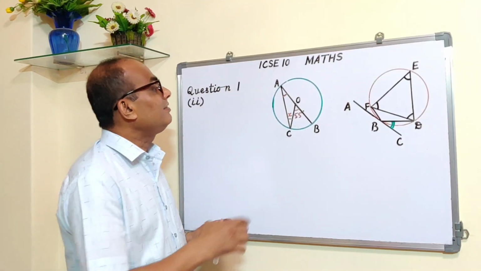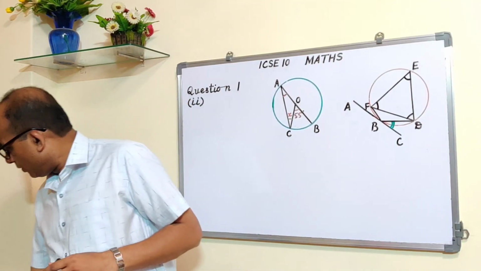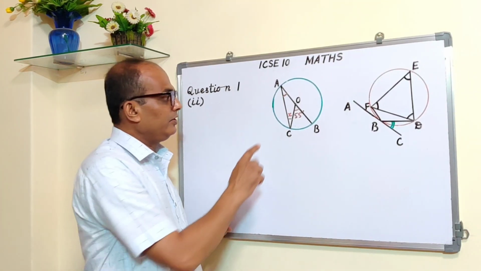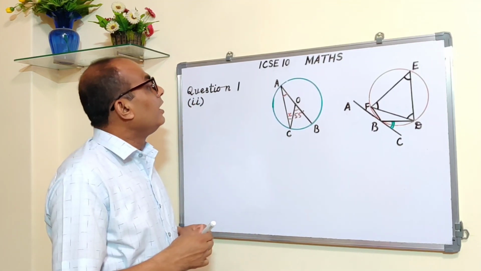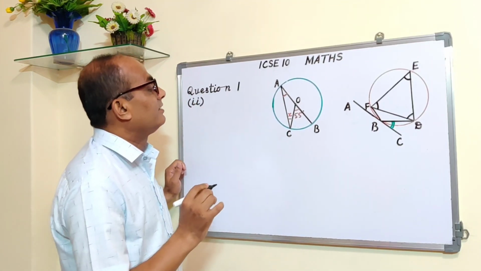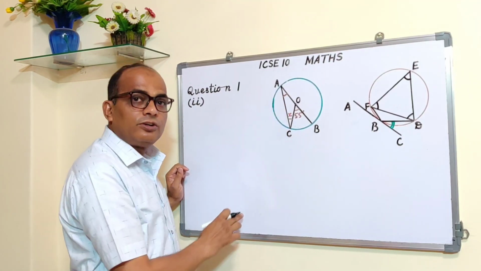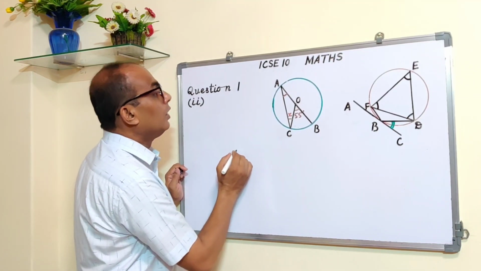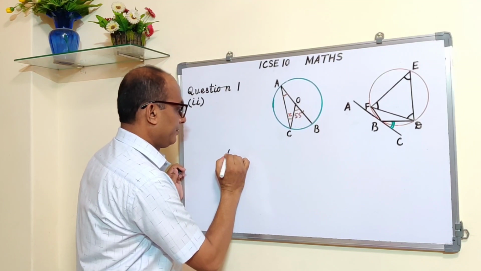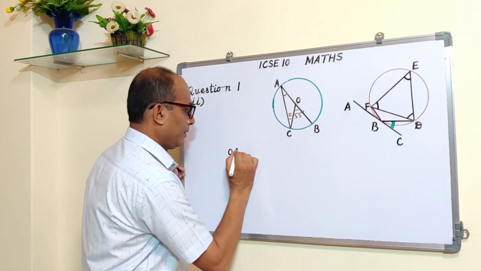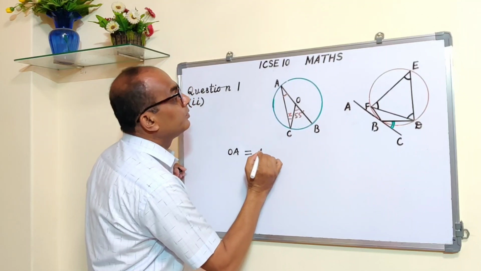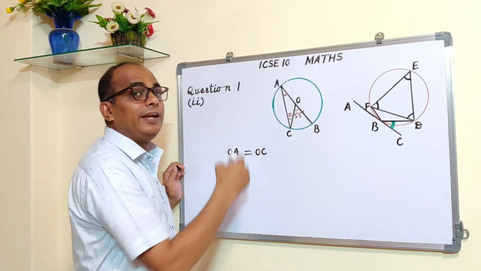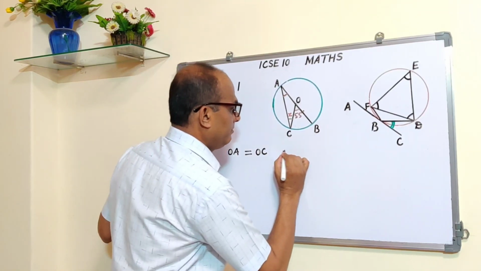Alright, this is the question, this is the figure. We have to find out the value of x. Okay, so let's start. O is the center of the circle, so we can write down OA is equal to OC. Reason? The radii of the same circle. Equation number 1.